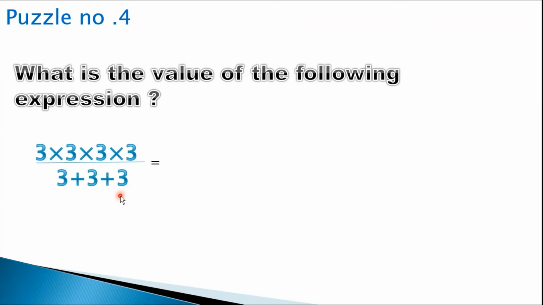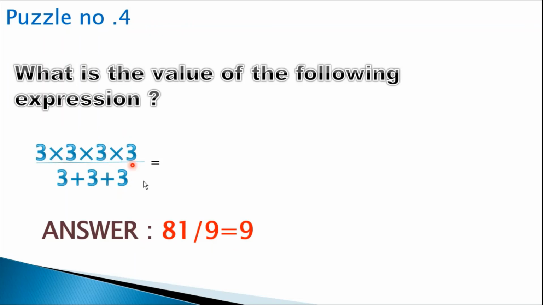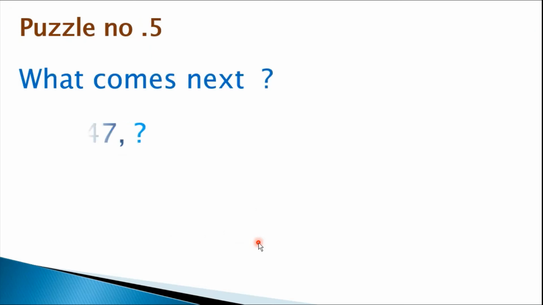And the answer is 9. Simple. Just multiply, you will get 81, and 81 divided by 9 is 9. If you've already got the answer 9, let me congratulate you. Puzzle number 5. This is the final one. What comes next? You have the number pattern and you need to figure out the answer.